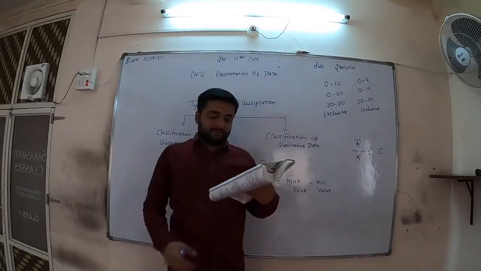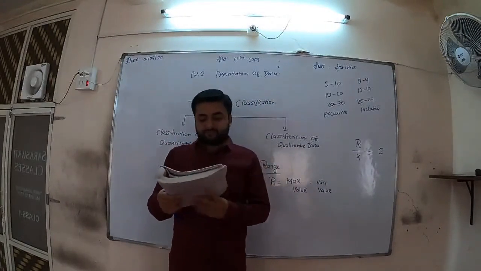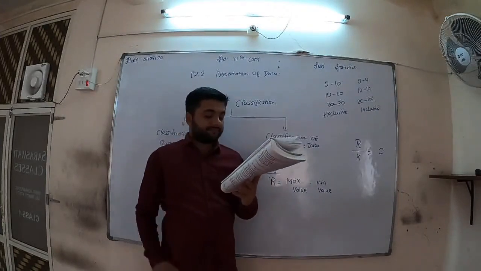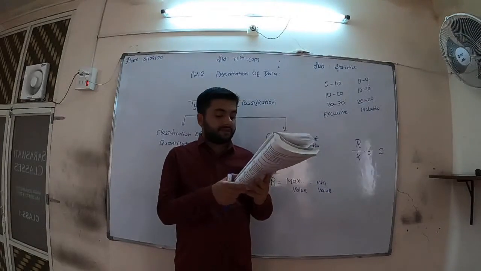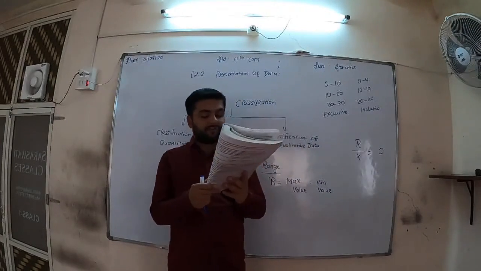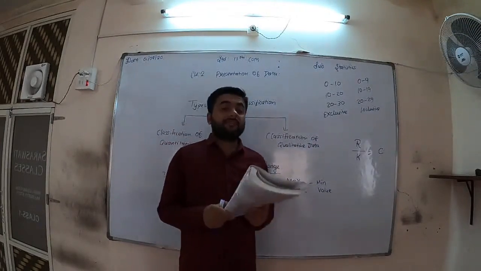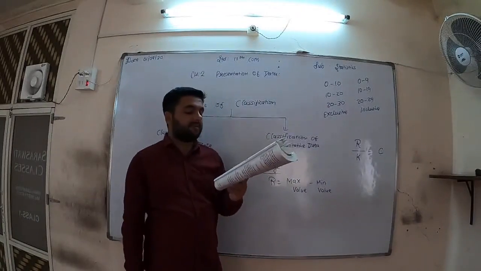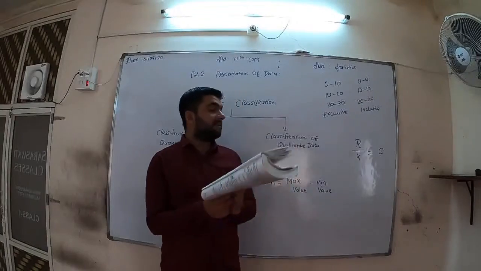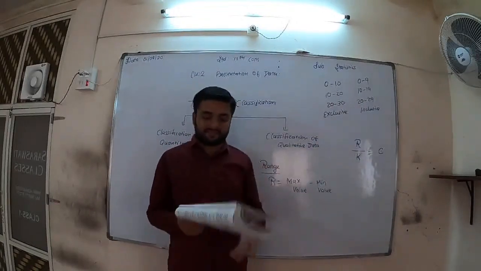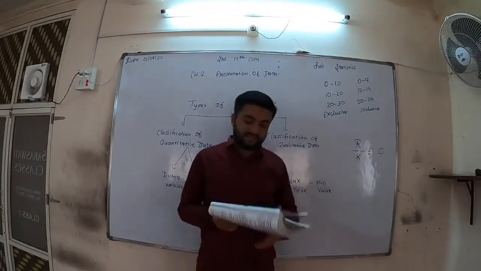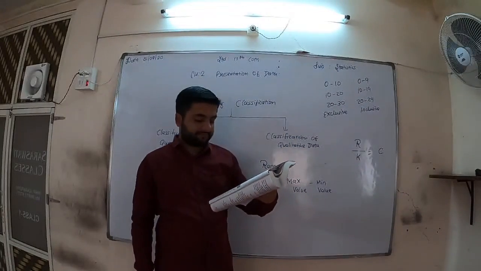Underline that thing: exclusive frequency distribution and inclusive frequency distribution. Now after that I am telling you, if the upper limit of any class and the lower limit of the succeeding class are the same, that is called exclusive classes, and when it is not the same, they are inclusive classes. Okay?